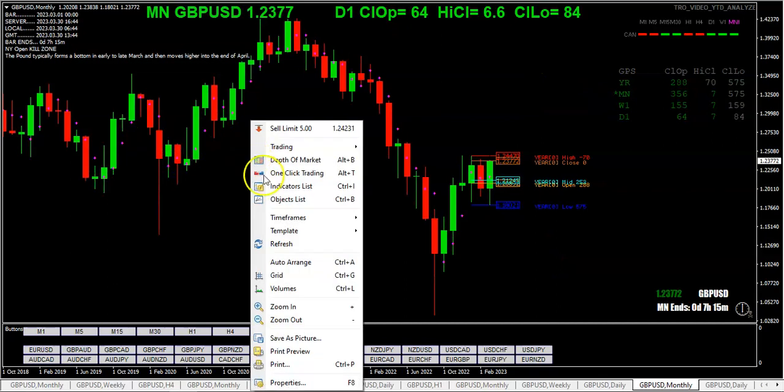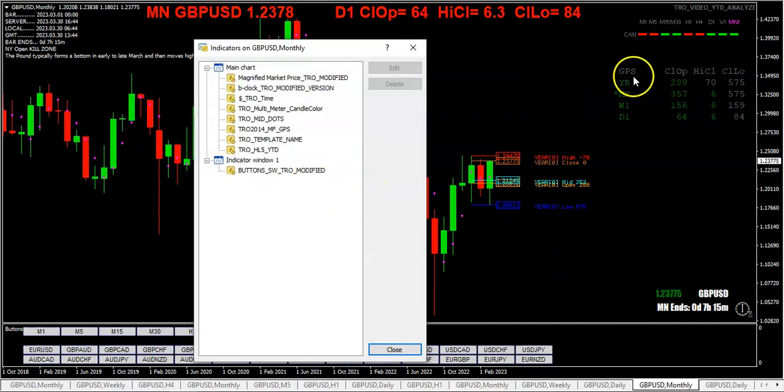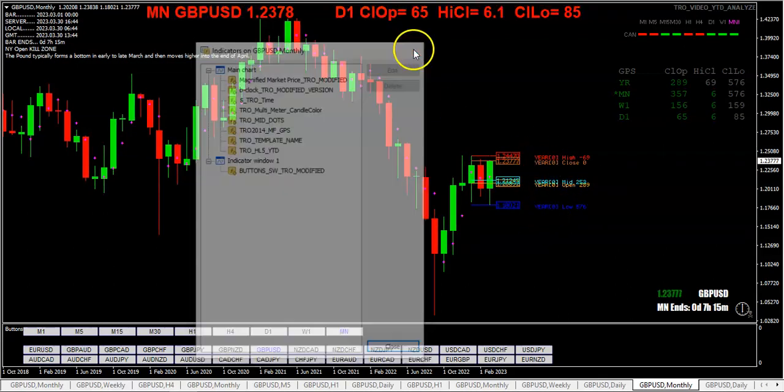Here we've got some GPSs that just tell you the position based on high, low, and open. That's the 2014. That's an old one. And then we've got the HL5 year to date that plots that.